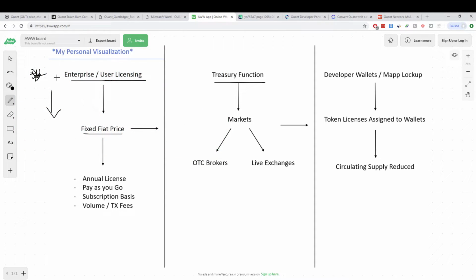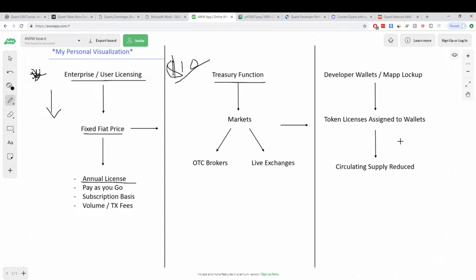So for this example, $10,000 per year, let's say QNT is worth, I don't know, $10. Oh, that's a terrible drawing. Let's say it's worth $10, okay? At $10,000 worth of licensing and QNT at $10, they need to buy what? 1,000 tokens, right? So the treasury function goes to the market, gets 1,000 tokens, sends it to their wallet, and that's locked up for the year. The license is for a year, so it's locked up for a year.